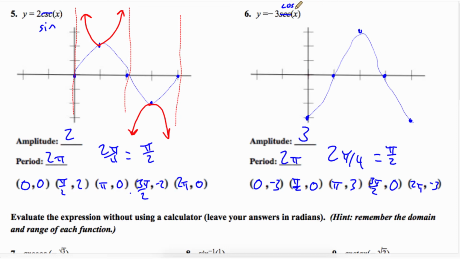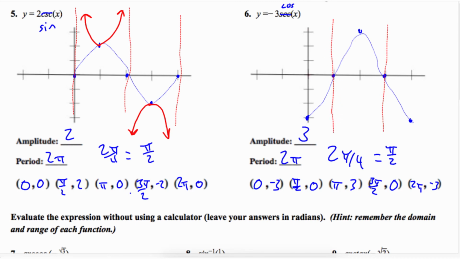But again, the cosine graph wasn't the goal. We want to draw out a secant, so we need to make some similar changes to what we did on number 5. First thing I'm going to draw in are the asymptotes at the zeros of our function. So we've got one here, and we've got one here as well.